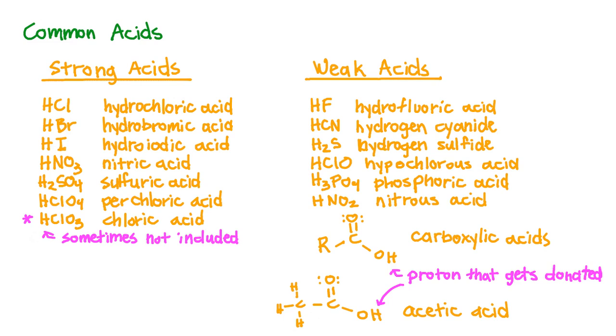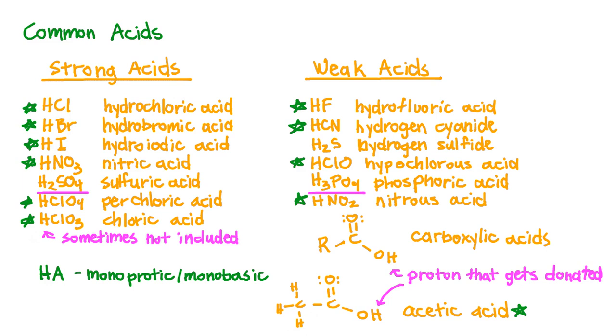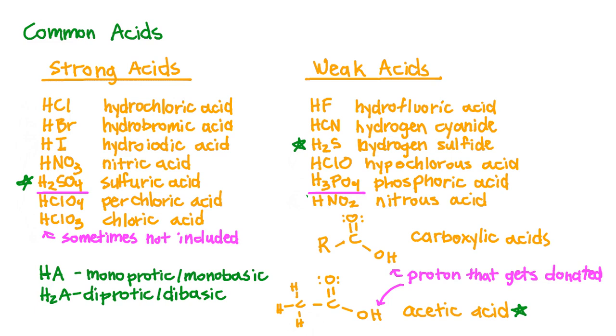As we look through these lists, we'll notice that most of these acids only contain one hydrogen, but some of them contain more. For instance, H2SO4 contains two hydrogens, and H3PO4 contains three. Acids that can only donate one proton are called monoprotic or monobasic acids. There are plenty of examples of monoprotic acids on the screen right now, including acetic acid. Even though it has more than one proton, only one of them can be donated, so it's still a monoprotic acid. Acids that have two protons to donate are called diprotic or dibasic, like sulfuric acid and hydrogen sulfide. And acids that have three protons that can be donated, like H3PO4, are referred to as triprotic or tribasic.